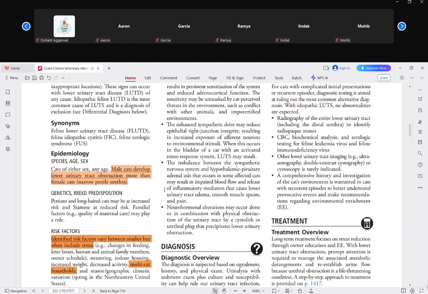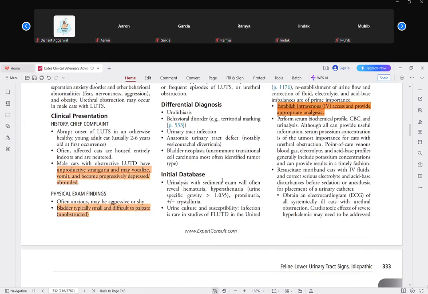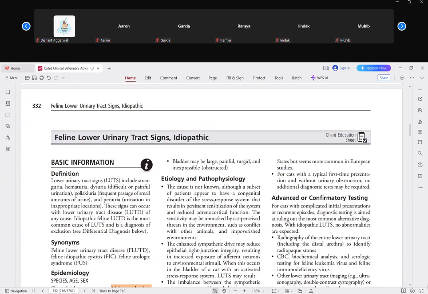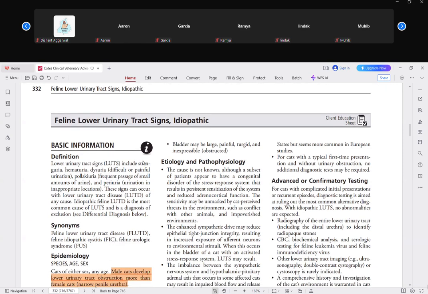Just remember that, okay. So what is the diagnosis? In the urinalysis, you're going to find hematuria, hyposthenuria, proteinuria, crystalluria, okay. Then urine culture and susceptibility. It's very rare that you actually find infection here, okay. So in cats that came for this stranguria for the first time in their life, you don't have to do a lot of things. Okay, just do the urinalysis. You can do the urine culture in those animals, but only do the urinalysis and just do the management.